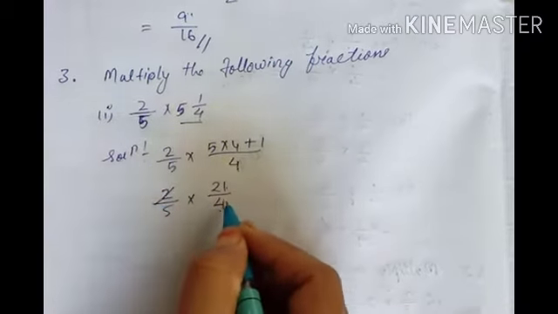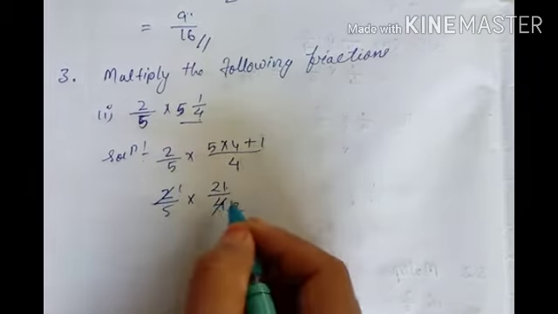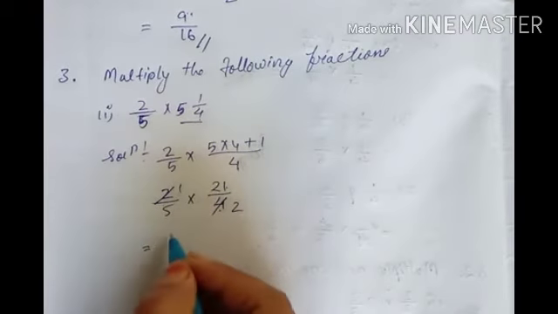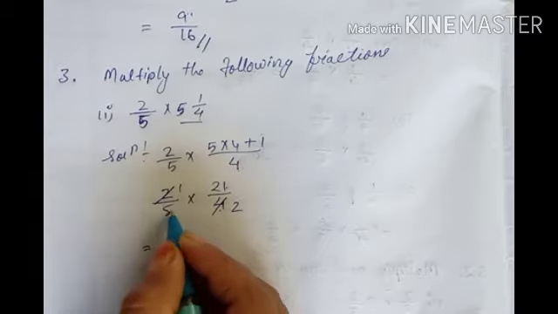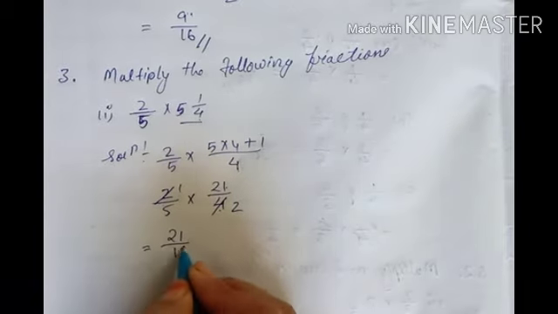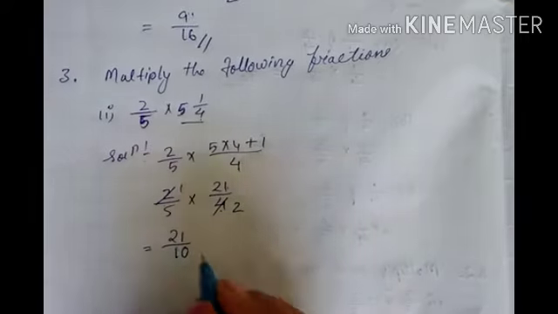But we can cancel 2 and 4. 2 1s are 2, 2 2s are 4. So what is remaining in the numerator? 1 into 21 is how much? 21. And 5 into 2 is how much? 10. Now again this is what?